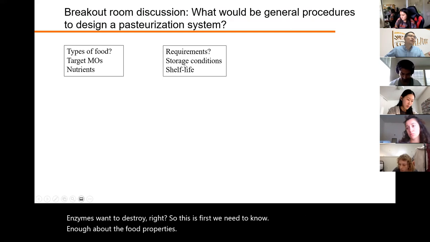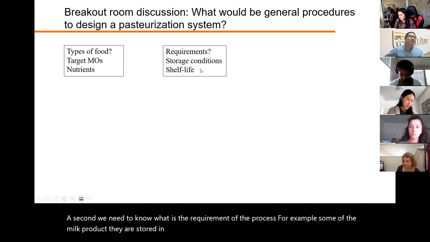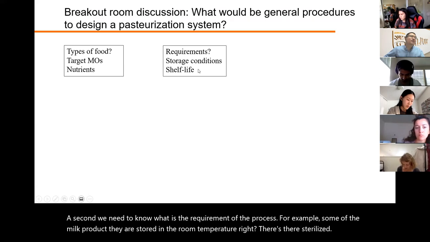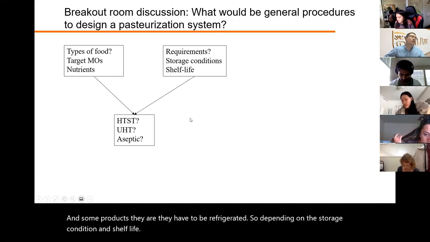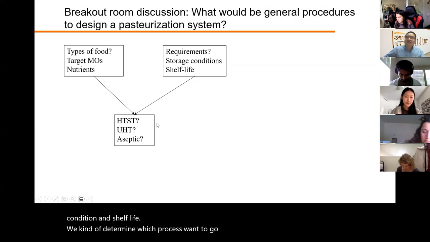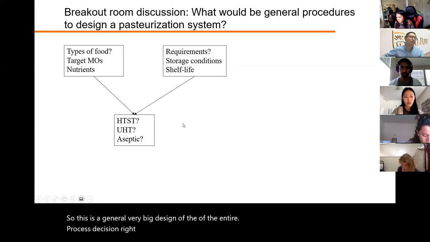And second, we need to know what is the requirement of the process. For example, some of the milk products are stored at room temperature, right? They're sterilized. And some products have to be refrigerated. So depending on the storage condition and the shelf life, we determine which process we want to go with, whether it's HTST or UHT, or aseptic processing. So this is a very big design of the entire process decision, right? Which process route do we want to go with?